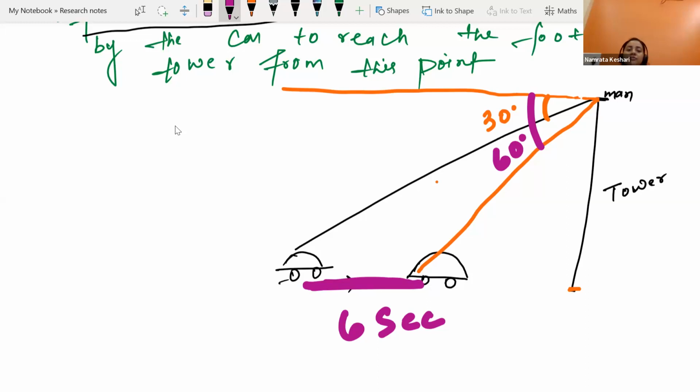Any confusion so far? Yes, Sunad, Afnan, Aisha, is it clear so far? Yes, ma'am.